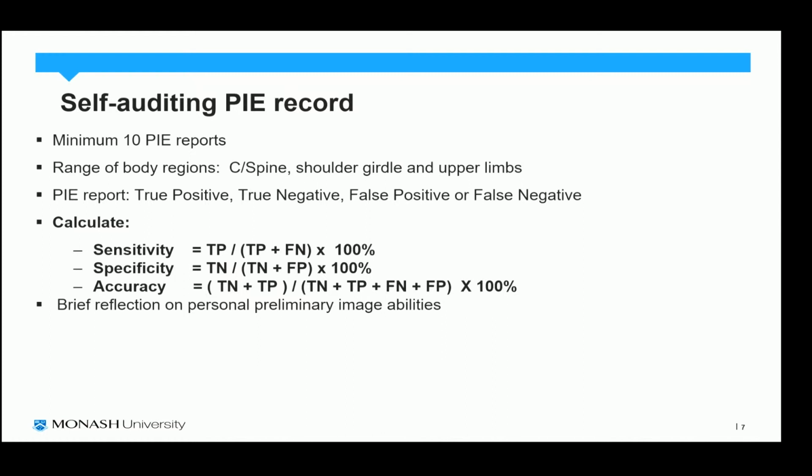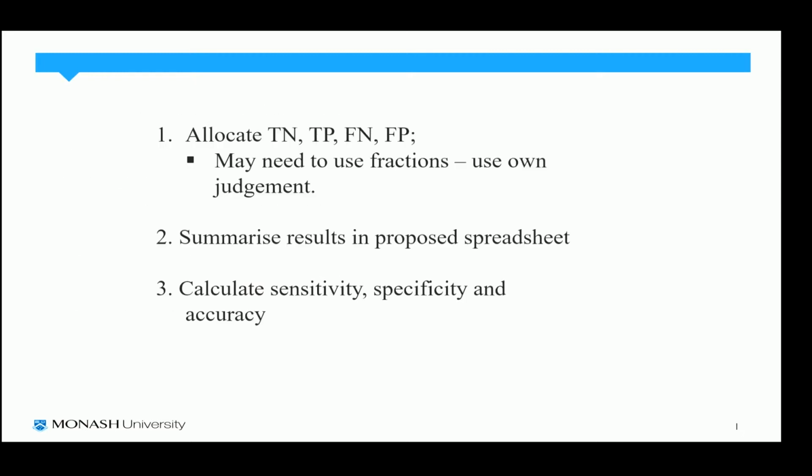So for the self-auditing PIE record, you need a minimum of 10 reports, and again it should cover a range of the cervical spine, shoulder, and upper limbs. You then need to work out your true positive, true negative, false positive, false negative rates, and then calculate the following: the sensitivity, and there's the formulas for all 3, the specificity and accuracy, and then finally provide a brief reflection on the personal preliminary image abilities.